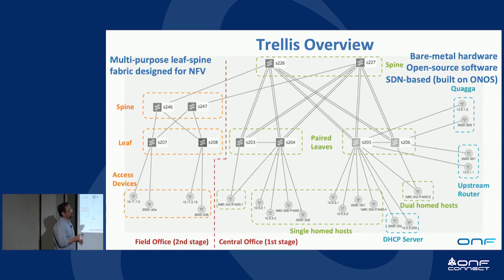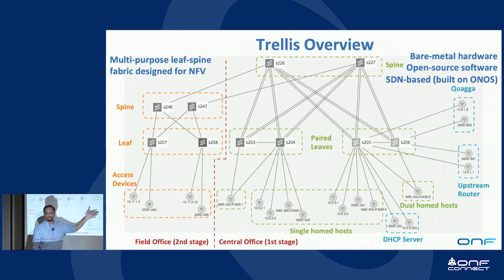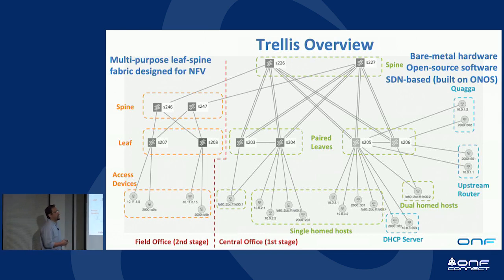It's also important to note that Trellis is built with bare metal hardware that comes from the Open Compute Project. So just like the OLT equipment that I showed in a couple of slides before was built on bare metal hardware with open specs and open source software, Trellis is similar. It is also built with merchant silicon, white boxes, open source software, and just like VOLTHA, it is also managed in an SDN way through an SDN controller. We use ONOS.